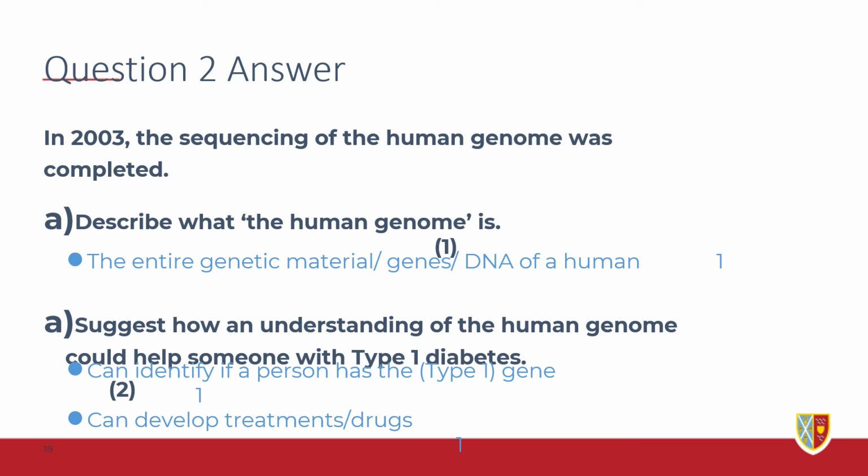So the human genome is the entire genetic material or genes or DNA of a human being. Remember that if it didn't say human genome, if it just said a genome, then it would be the entire genetic material of an organism.